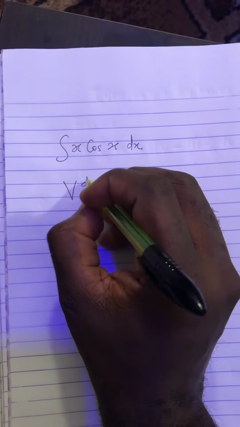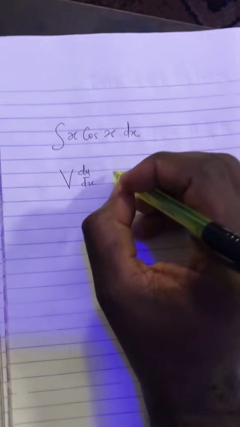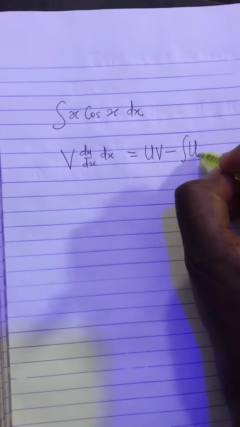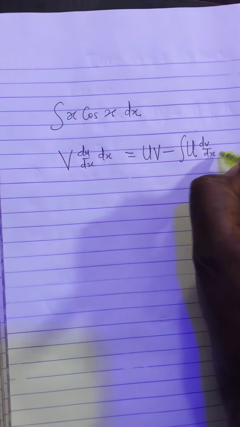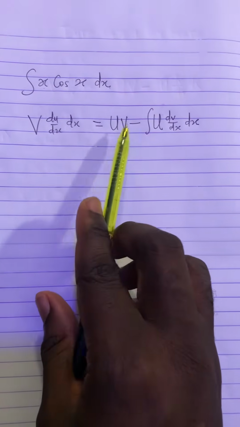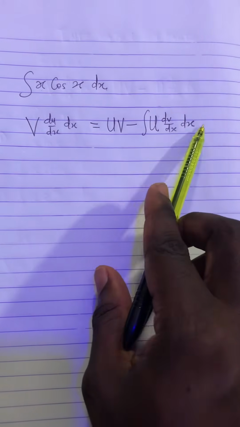Now I want to remind you of the rule again. First of all, when you see questions like this, x and cos x, you just remember the integration by parts rule. It says the integral of v du/dx must be equal to uv minus the integral of u dv/dx. So the formula says the integral of v du/dx equals uv minus the integral of u dv/dx.